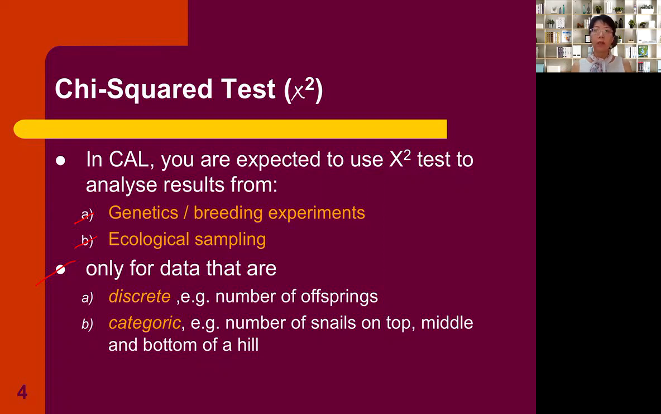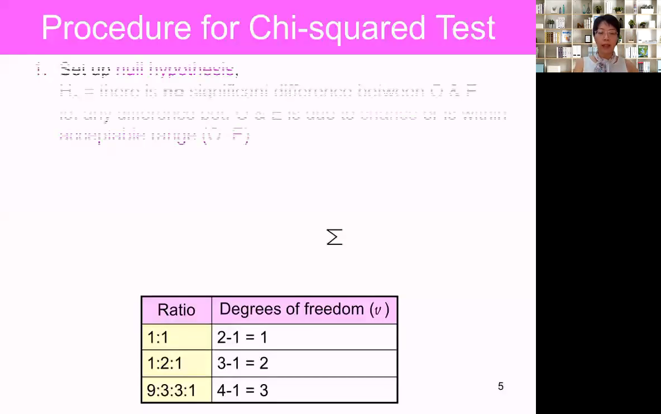In ecological sampling, let's say you want to find out the number of snails on the top, middle, and bottom of the hill. So your categories are top, middle, and bottom of the hill, so you have 3 categories. So the nature of the data is discrete and categoric for the chi-square test.